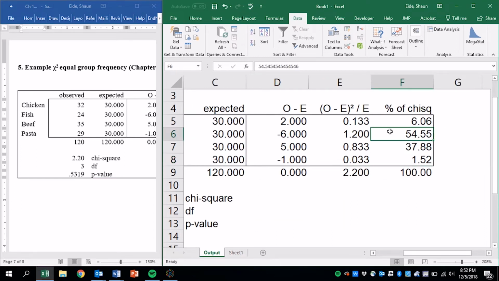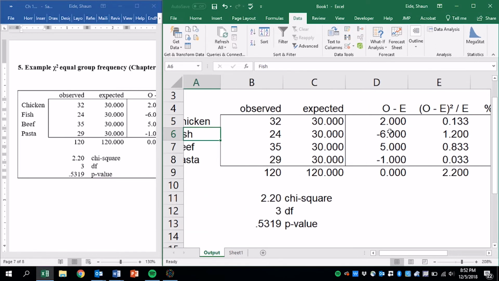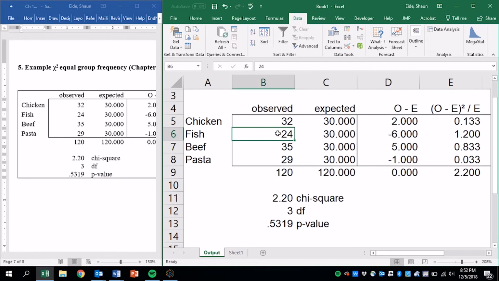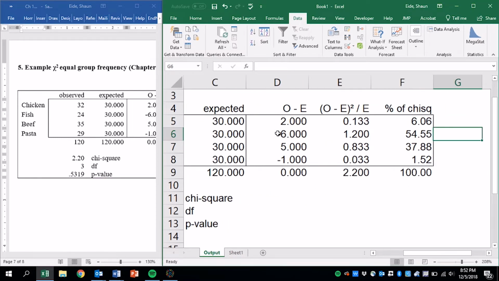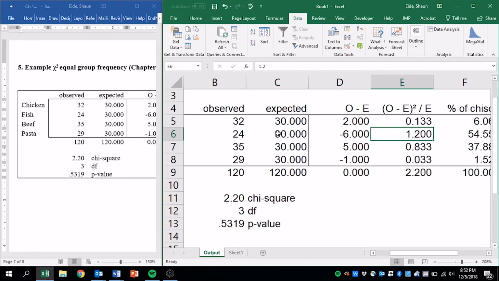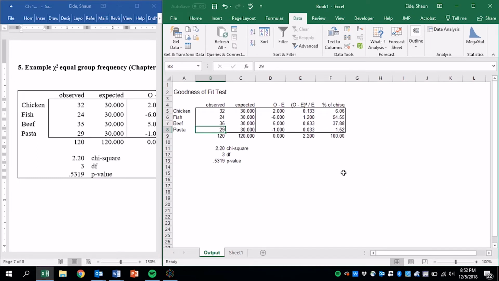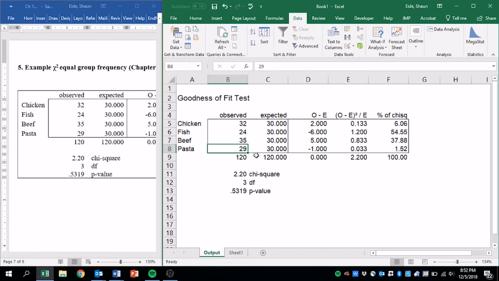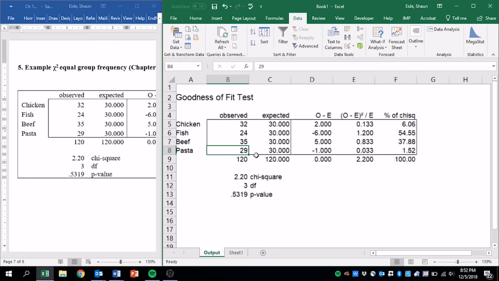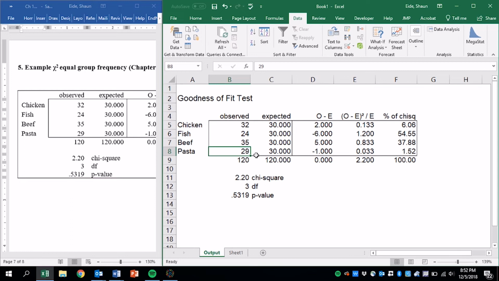This is the percentage that observed score compared to that expected score contributes to the 2.2 in the chi-squared. So if you want to know which one of these categories contributes the most to the chi-squared result, that would be 54.55, which would be fish.